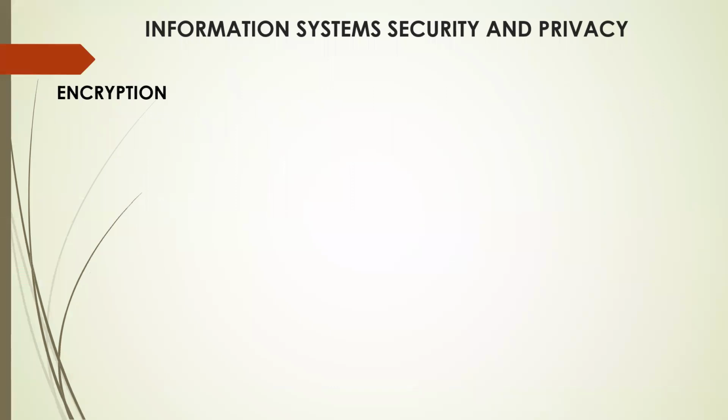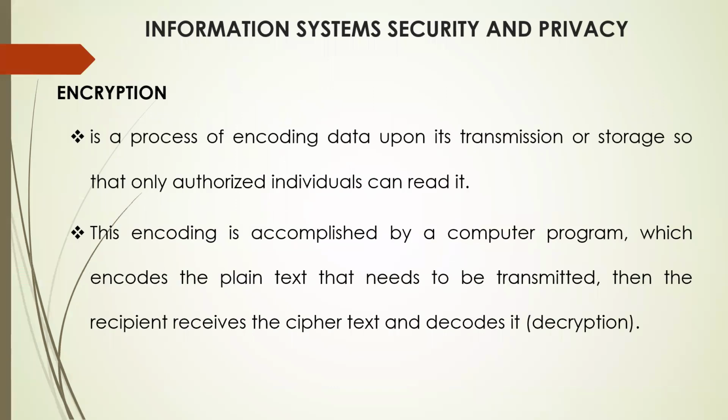Next is encryption. Encryption is a process of encoding data upon its transmission or storage so that only authorized individuals can read it. This encoding is accomplished by a computer program which encodes the plain text that needs to be transmitted. Then the recipient receives the ciphertext and decodes it. That's what we call decryption.